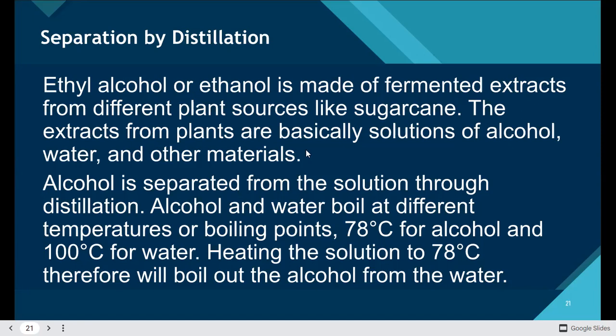You are distilling. Again, how can we separate alcohol and water? Through their boiling points. The boiling point of alcohol is 78 degrees Celsius, while water is 100 degrees Celsius. So we need to boil the solution up to 78 degrees Celsius only to extract the alcohol, leaving out water in the process. That's how we separate alcohol and water.